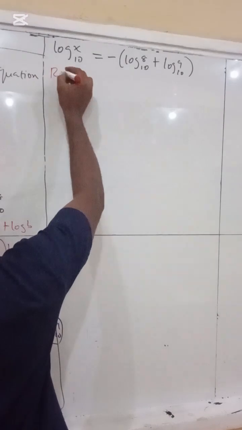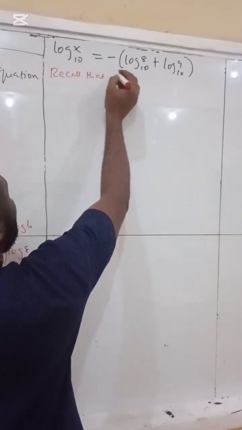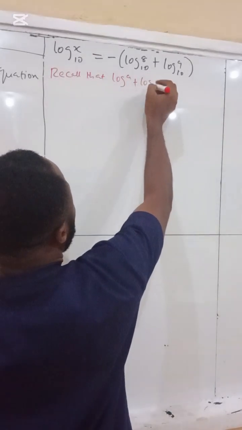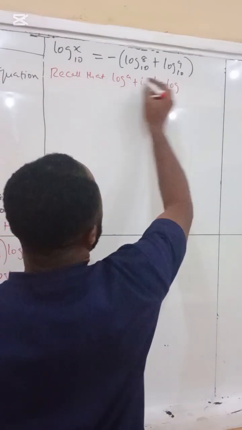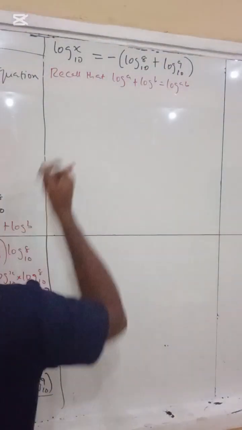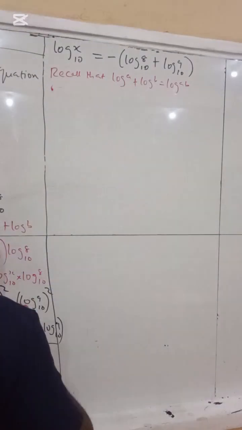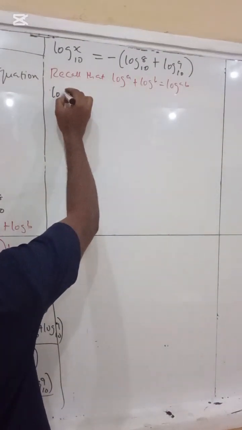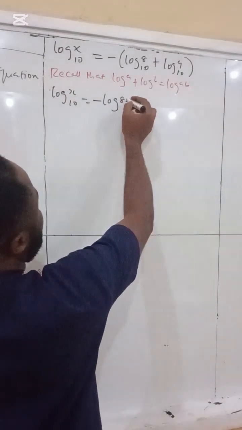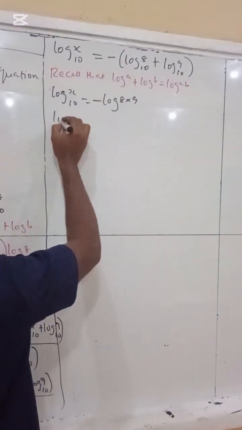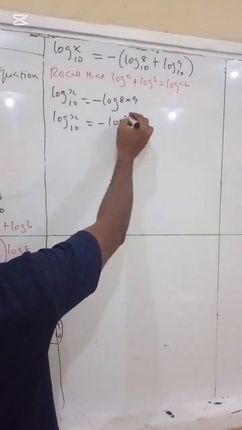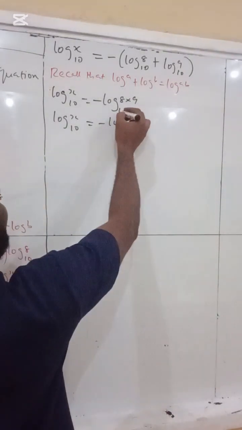Now, recall that log A plus log B equals log A times B. So we're going to couple this together. We're going to have log x base 10 equals minus log 8 times 9. So we're going to have log x base 10 equals minus log 72, to their common base 10.